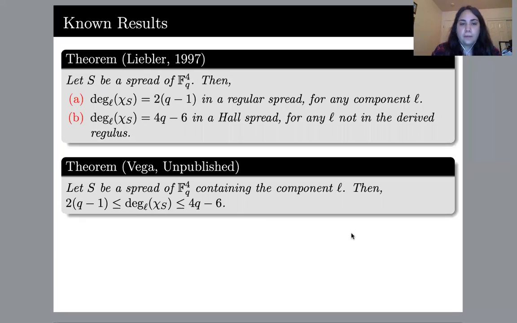Okay, so what is known? In 1997, Wilbur proposed that for S being a spread of FQ4, the degree of the characteristic polynomial is going to be 2 times Q minus 1 when S is a regular spread.